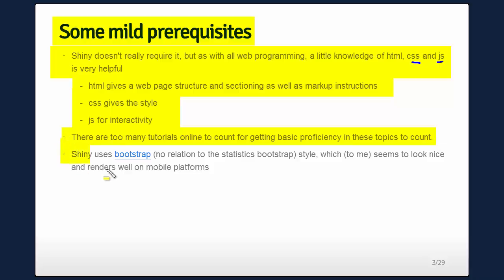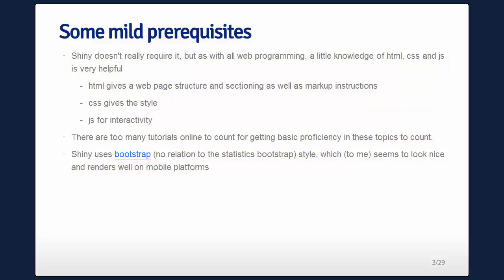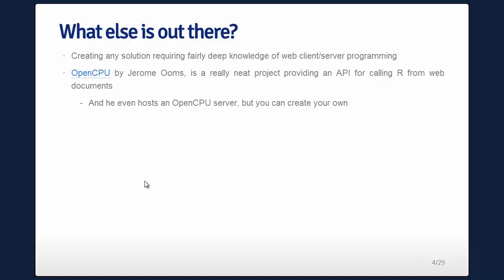The style Shiny uses is the so-called Bootstrap style, which has no relation to the statistics bootstrap, which, as far as I'm concerned, looks nice. And more importantly, whenever you develop a little Shiny app, to me it always seems to render nicely on mobile platforms kind of automatically, which is the benefit of using this sort of highly polished style guide and platform with Bootstrap. So look it up. I believe it's made by the folks at Twitter.